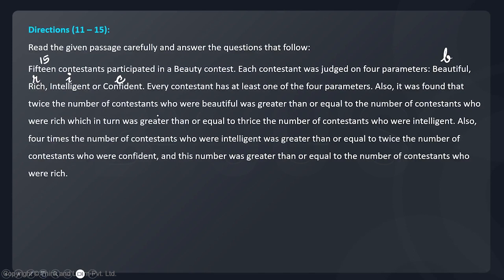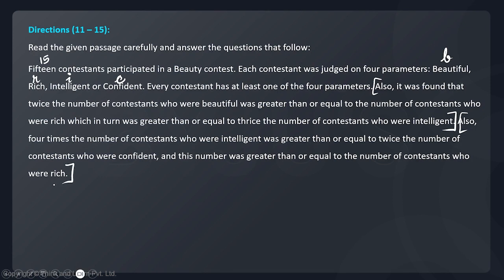Also, it was found that twice the number of contestants who were beautiful was greater than or equal to the number of contestants who were rich, which in turn was greater than or equal to thrice the number of contestants who were intelligent. So this is one statement, one condition. Also, 4 times the number of contestants who were intelligent was greater than or equal to twice the number of contestants who were confident, right? So this is the second condition.